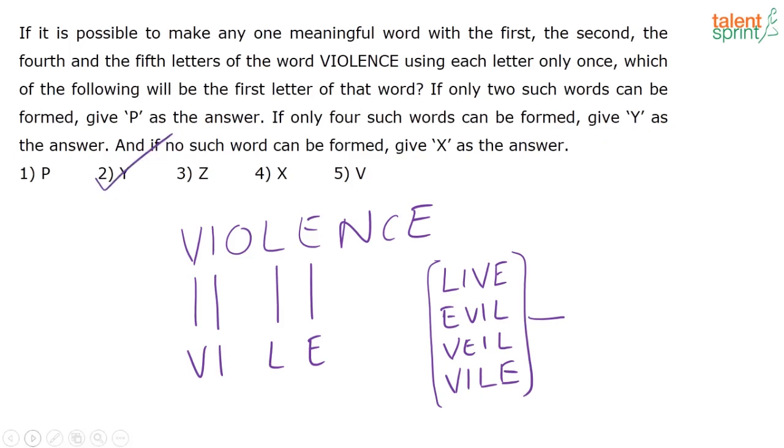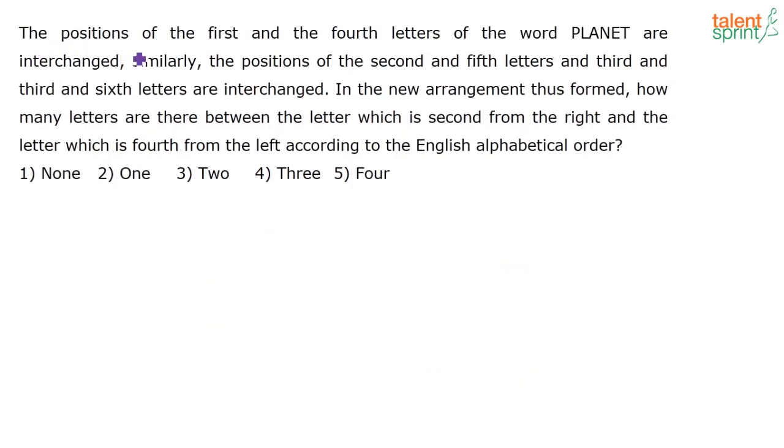So, let's move on to the next question. The next question is this: the positions of the first and the fourth letters of the word planet are interchanged. Similarly, the positions of the second and the fifth letters, third and the sixth letters are interchanged. In the new arrangement thus formed, how many letters are there between the letter which is second from the right and the letter which is fourth from the left according to the English alphabetical order? Now, what is the word given here? You are given planet.